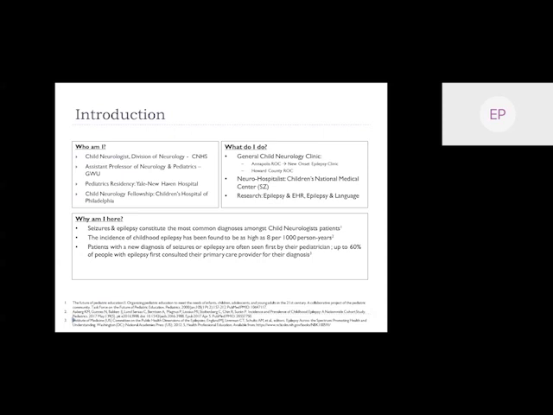Overall, the incidence of childhood epilepsy has been found to be as high as 8 per 1,000 person years. So it is relatively high. How I usually term it to my patients is I tell them that childhood epilepsy may be uncommon in that they might not know somebody else or none of their neighbors or relatives has epilepsy. But at a regional center such as Children's National, we see a lot of epilepsy. So it is common to us, even if it may be uncommon to our individual patients.